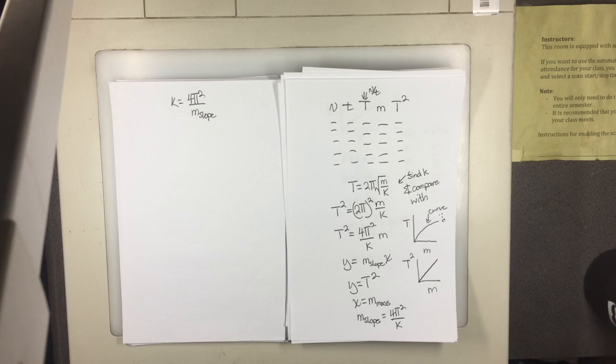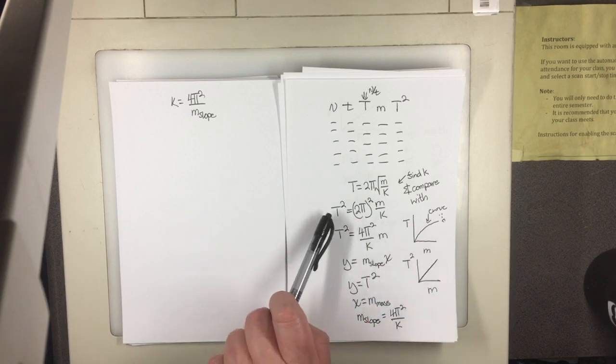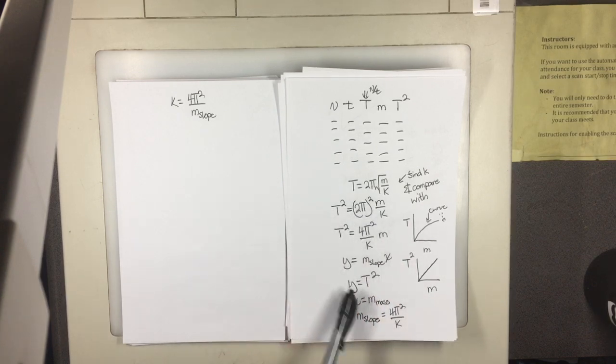Remember that sometimes we have to do weird things like square values in order to get a linear fit to it. Remember that we have to take the total time of a great number of oscillations to minimize the error that we introduced by not getting the time quite right. So there's a lot of different things that we learn from this.